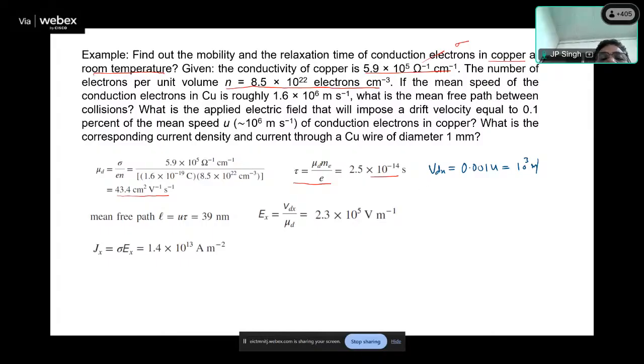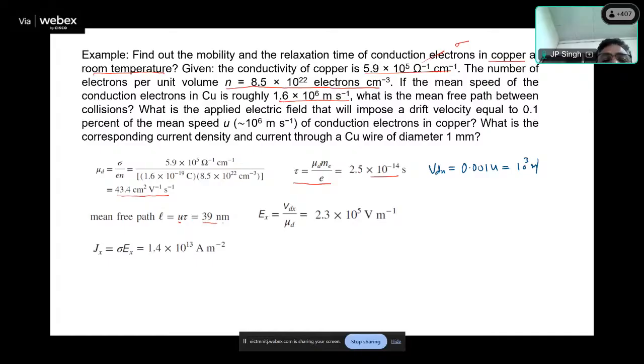Now what is the next thing? What is the mean free path? The mean free path is how far the electron moves between two successive collisions. For that, we multiply the mean speed of the electron, which is given here, times the collision time, the mean free time.